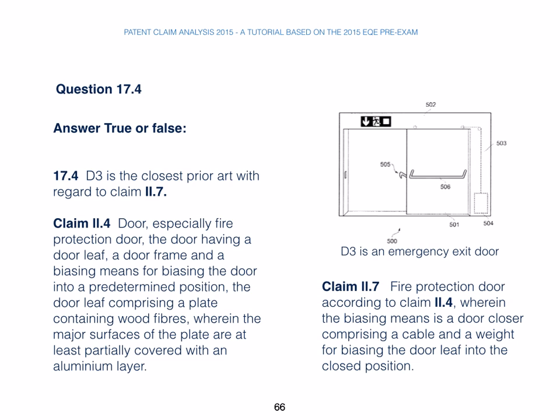17.4. Here the question is once again on closest prior art. 17.4 reads, D3 is the closest prior art with regard to claim 2.7. Here we have claim 2.4 and claim 2.7, which depends upon claim 2.4. And we have the D3 figure.